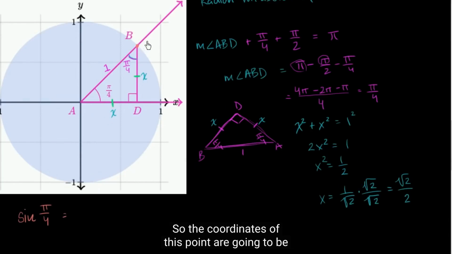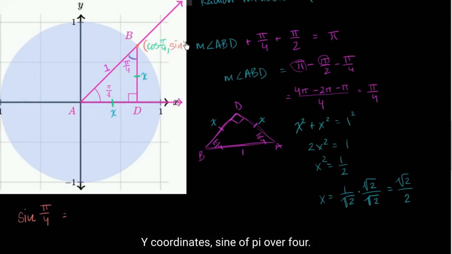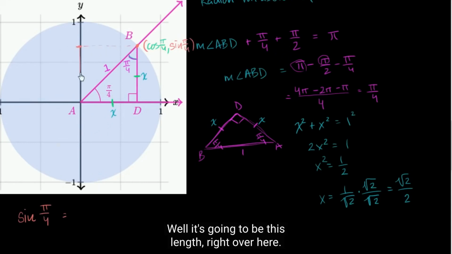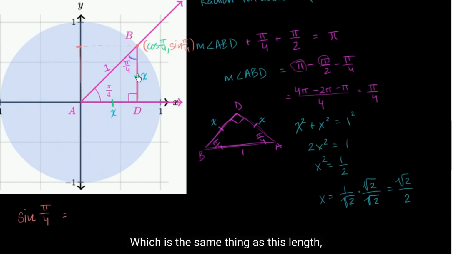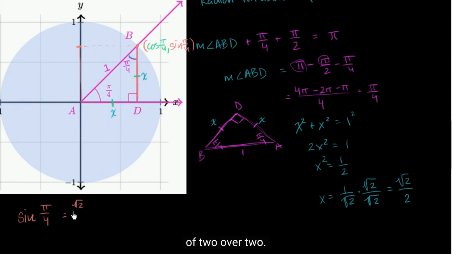So the coordinates of this point are going to be: the cosine of pi over 4 radians is the x coordinate, and the sine of pi over 4 radians is the y coordinate. So what's the y coordinate going to be if we want the sine of pi over 4? Well, it's going to be this length right over here, which is the same thing as this length, the length of x, which is square root of 2 over 2.